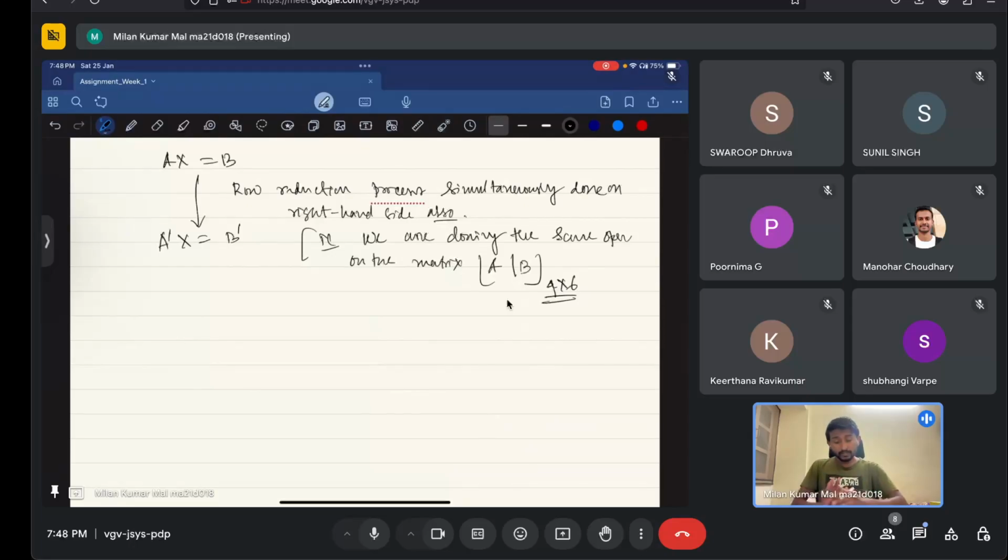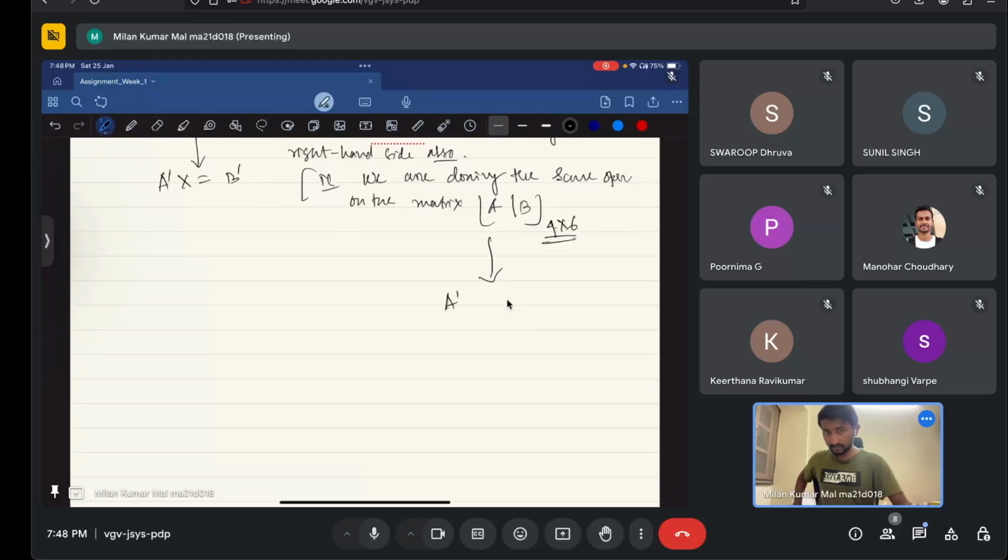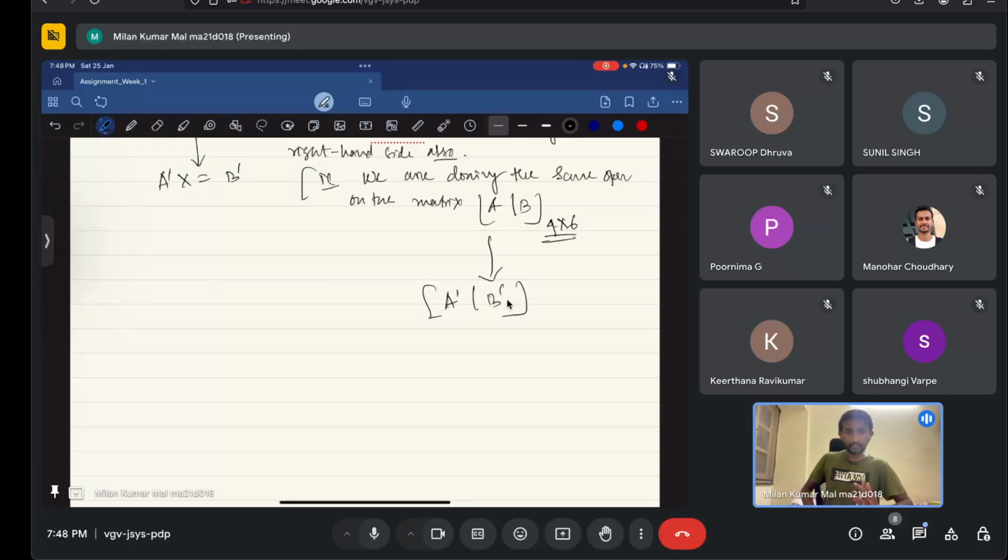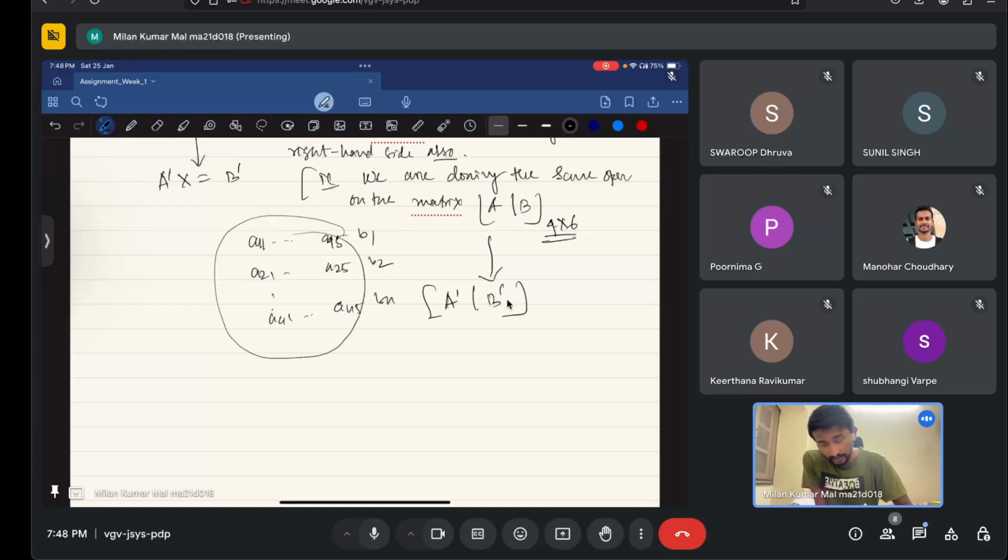As it is a 4 by 6 matrix, after row reduction suppose we have A', and the similar operation done here gives B'. Whatever row operation we are doing, we do it simultaneously. Initially it was A11 to A45, now we will add B1 to B4. We are already doing the operation here, and after that we get the matrix A'.